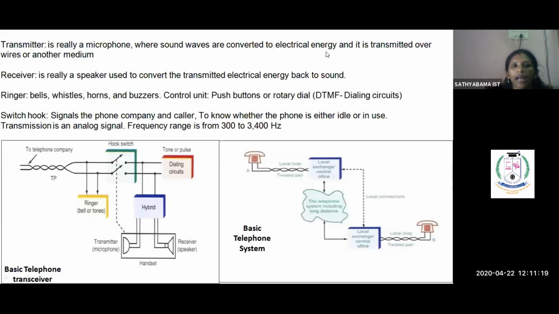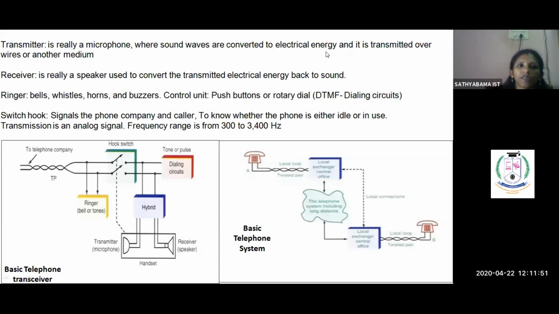Okay, here we are having a transmitter section, receiver section, ringer and switch hook. These are the main components of your telephone system. So what is your transmitter section? Your transmitter section is nothing but the sound waves or the voice signals, whatever we are giving, that will be sent by means of a transmitter. So the transmitter is the microphone where the sound waves are converted to electrical energy, and it is transmitted by means of the transmitting wires or any other communication medium.